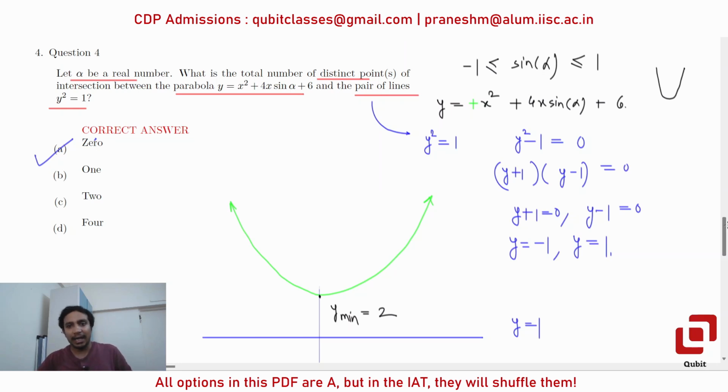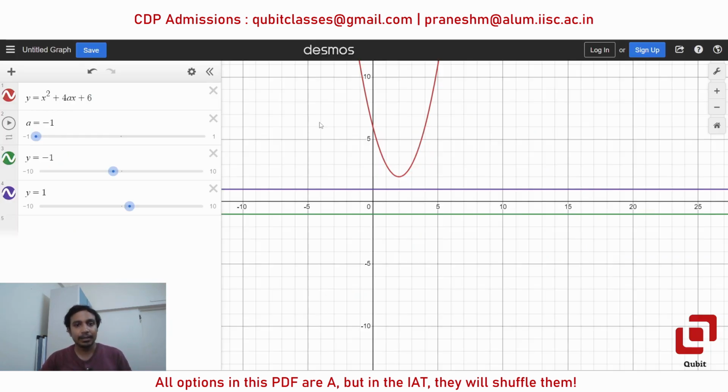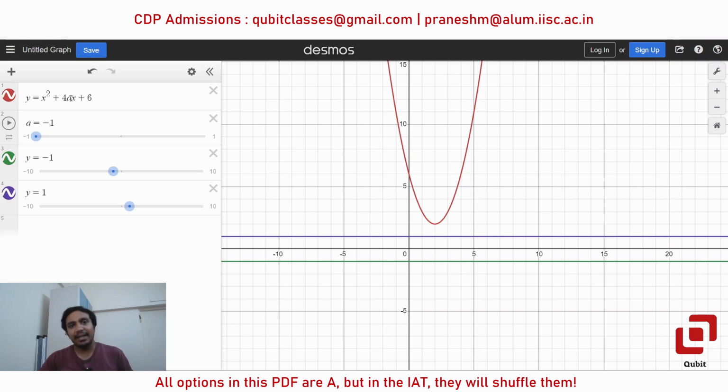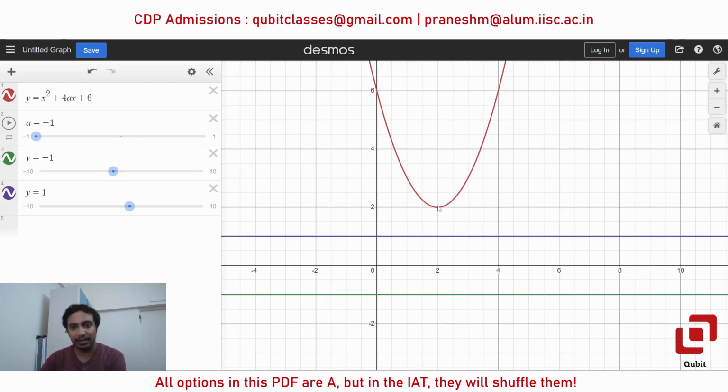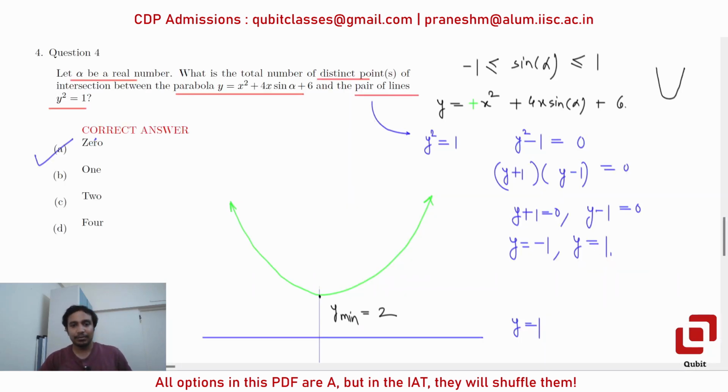Okay, now I'm also going to show you how to do this graphically. So look here. Now instead of taking sine alpha, I'm taking A as my parameter, and I know that sine alpha ranges from minus 1 to 1, so I've limited the range of A in between minus 1 and 1. Now I'm going to start the animation. Currently we are at negative 1, and as we know, it's 2, 2.